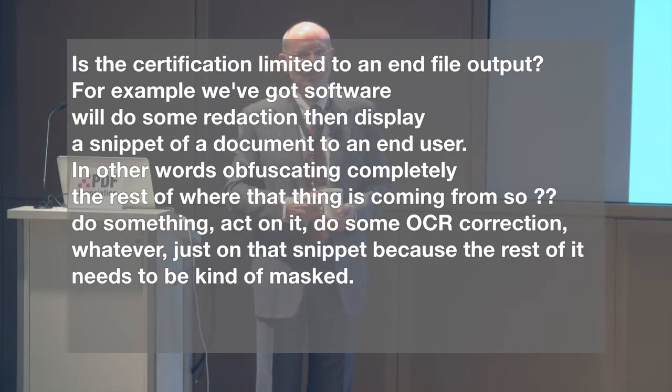Is the certification limited to just the end file output? For example, we've got software that will do some redaction and then display a snippet of a document to an end user, obfuscating completely the rest of wherever that thing's coming from. So you do something, act on it, do some OCR correction, whatever, just on that snippet, because the rest of it needs to be masked. The certification is basically on the redaction portion of your tool, the portion that's actually doing redaction. And you are certifying the software. Oh, by the way, certification lasts for 2 years or until you change the version. But if you're talking about displaying something to a user, the process is strictly redaction. They don't care how you're displaying something, as long as you are redacting the output document correctly.